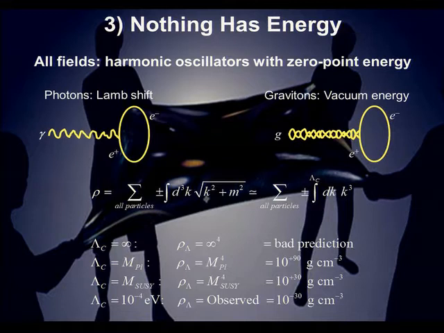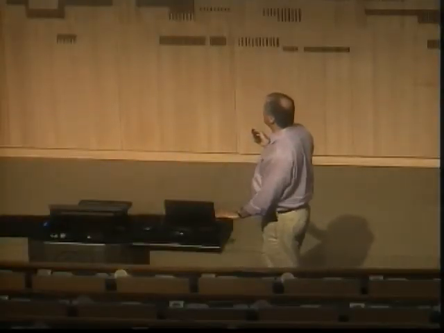This also leads to an energy for nothing, that nothing has energy. All fields are harmonic oscillators. Photons couple to the virtual particles, and this is evidence experimentally determined by the Lamb shift, and gravitons should couple to virtual particles, and this should contribute to the vacuum energy. So it's a simple field theory calculation to calculate the energy density of nothing. You would just sum over all elementary particles, plus or minus, depending upon whether it's a boson or a fermion, d3k over the square root of k squared plus m squared, 1/2 h bar omega for every mode.